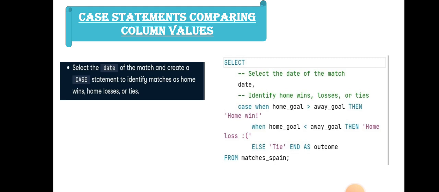Next is case statements comparing column values. In this, we select the date of the match and create a case statement to identify matches as home wins, home losses, or ties. So, select date, case when home goal greater than away goal, then home win, when home goal less than away goal, then home loss, else tie, and as outcome from matches Spain.